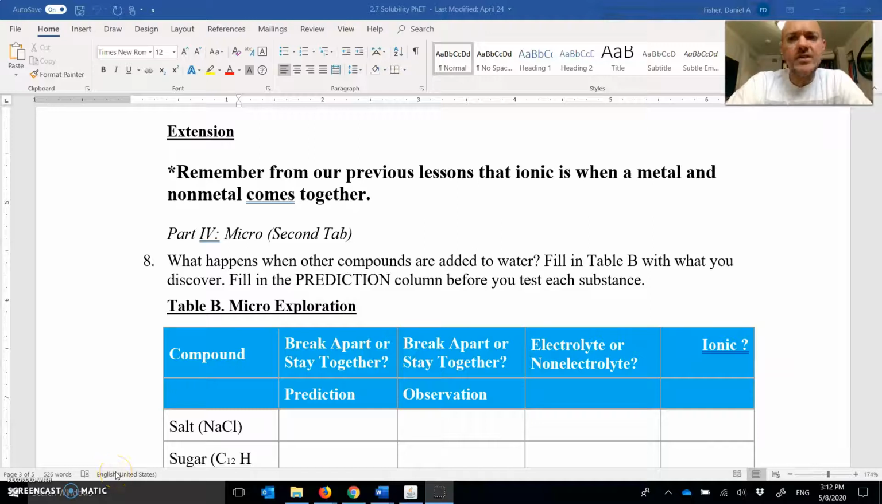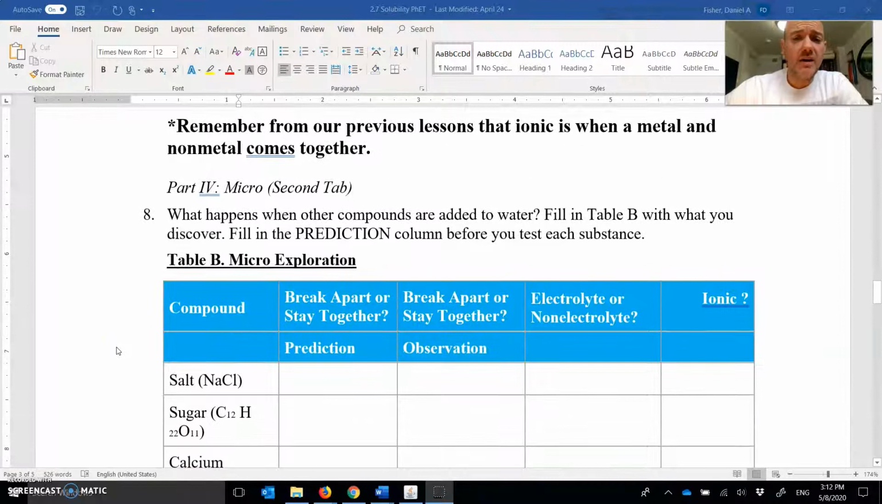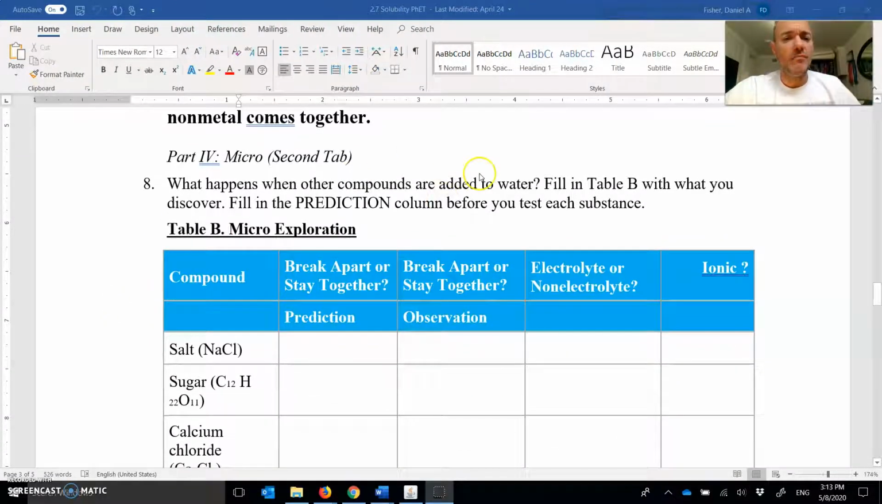All right, let's finish up the solubility PhET here. This is the last part. It is an extension part. I'd encourage you to do it just because I think it's really, really helpful in helping you understand what's going on. So first off, we're going to look at the micro part of the tab.